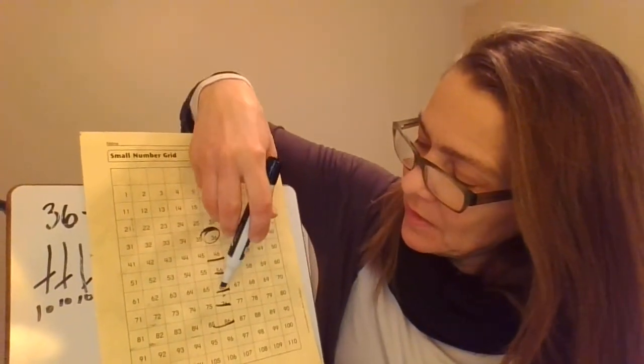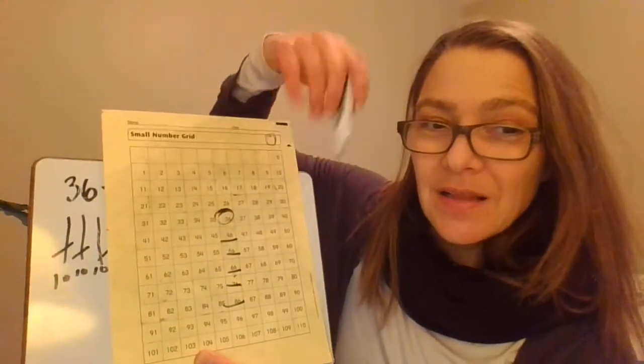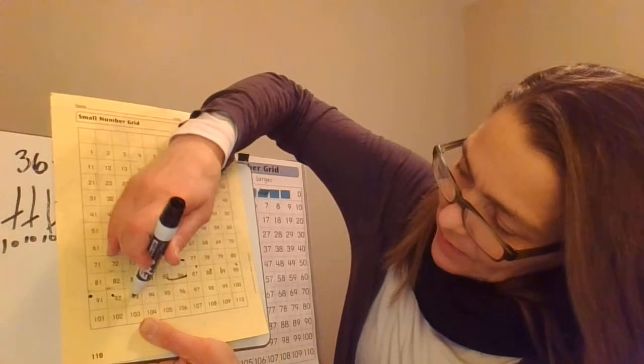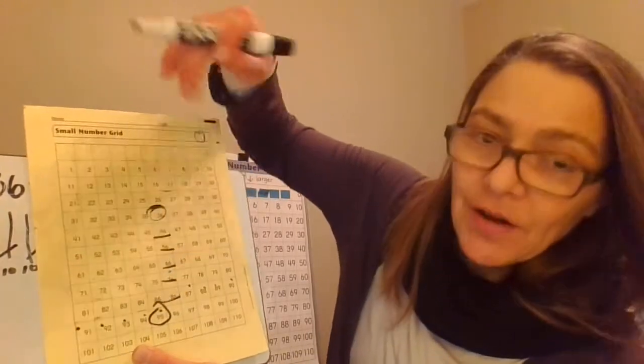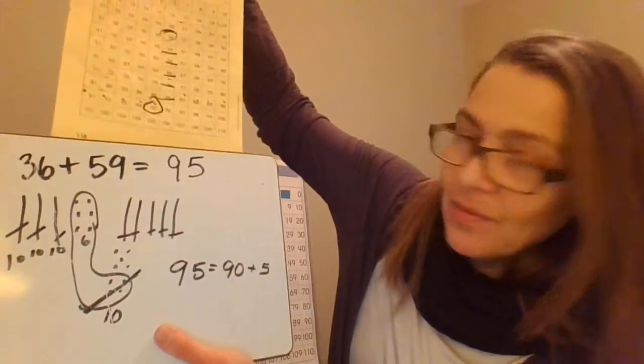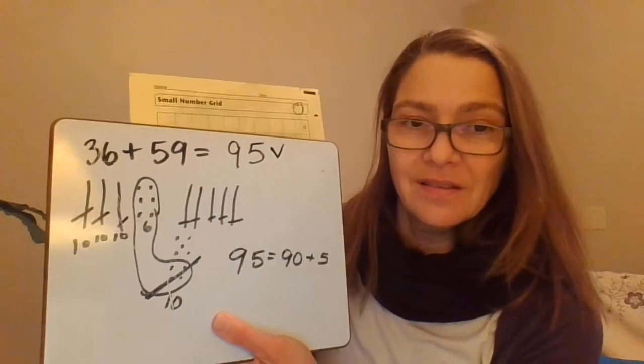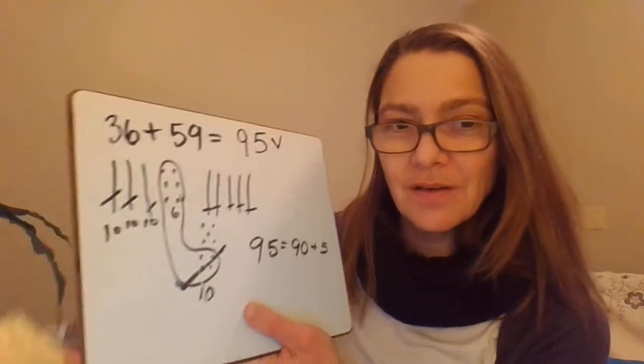36, 46, 56, 66, 76, 86. And then we're adding 9. 1, 2, 3, 4, 5, 6, 7, 8, 9. And we get 95. And is 95 my answer? Yes. So I double checked. And you should always double check your work.